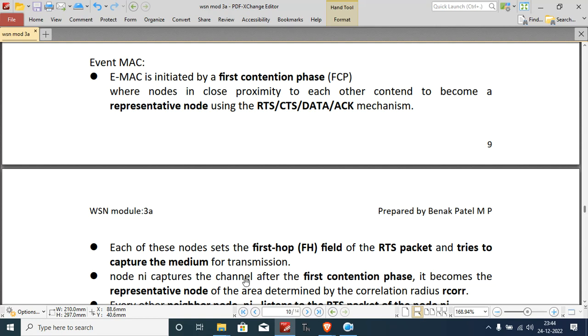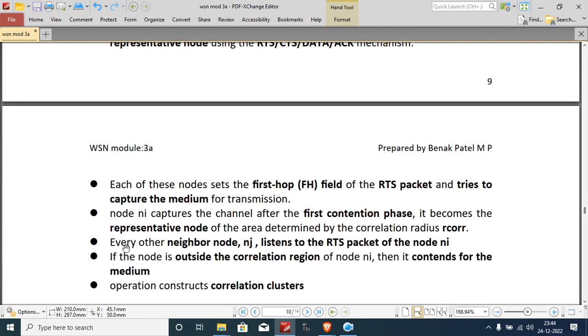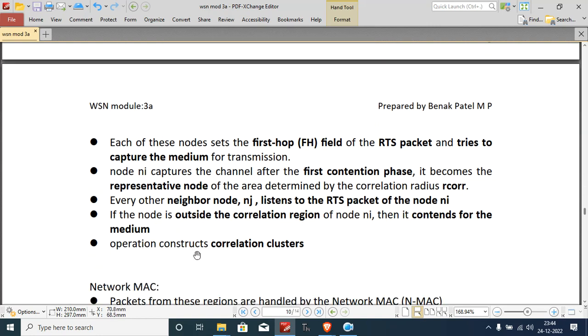Node Ni captures the channel after the first contention phase. It becomes a representative node of the area determined by the correlation radius R core. Every other node Nj then listens to the request to transmit packet of the node Ni. If the node is outside the correlation region of node Ni, then it contends for the medium. This operation constructs correlation clusters.